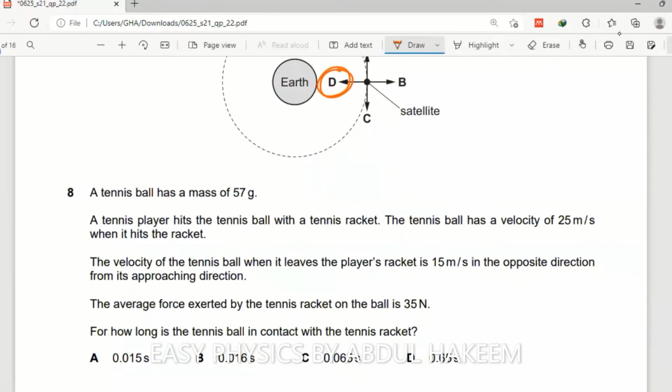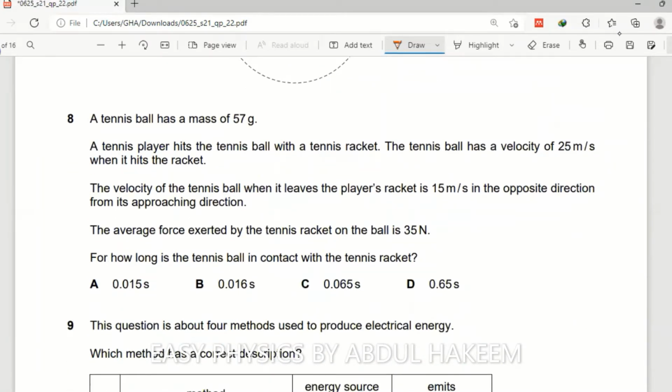Question number 8. A tennis ball of mass 57 grams. A tennis player hits the tennis ball with a tennis racket. The tennis ball has a velocity of 25 when it hits the racket. So look, this is the ball, it's going in this direction. This is the position of the racket. And here the velocity is 25 meters per second. The velocity of the tennis ball when it leaves the player's racket is 15 meters per second in the opposite direction. So in this direction, it rebounds with velocity 15 meters per second.